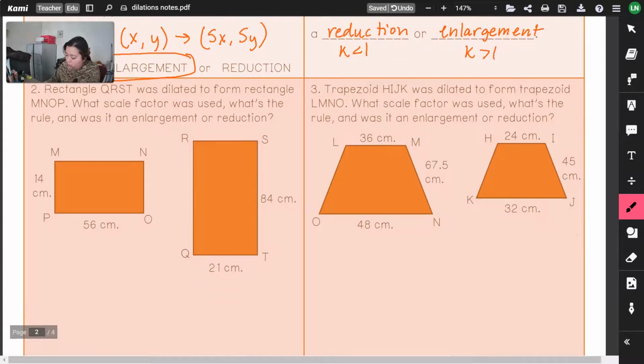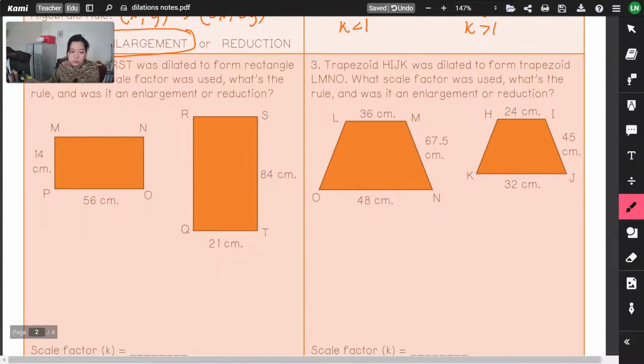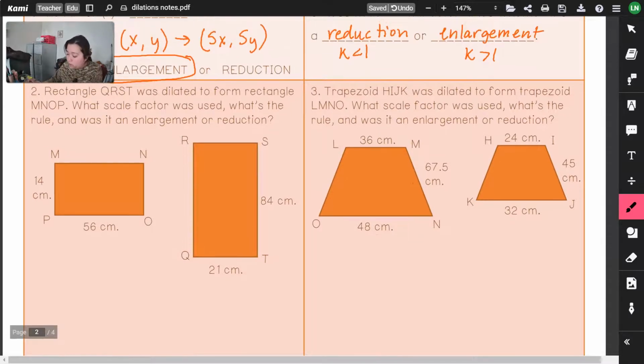All right. Number 2. Okay, it says a rectangle QRST was dilated. So again, step 1 is to read it. QRST is our pre-image. MNOP is our image. See, this is where you have to be careful because QRST is on the right. If you didn't read the problem and were just looking at the pictures, you would get it wrong because you would have the wrong setup. This is where it's very important to read the problem.